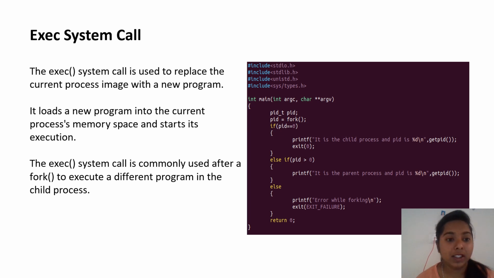Exec system call. The exec system call is used to replace the current process image with a new program. It loads a new program into the current process memory space and starts its execution. The exec system call is commonly used after fork to execute a different program in the child process.